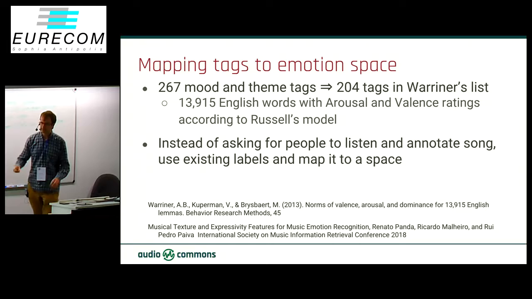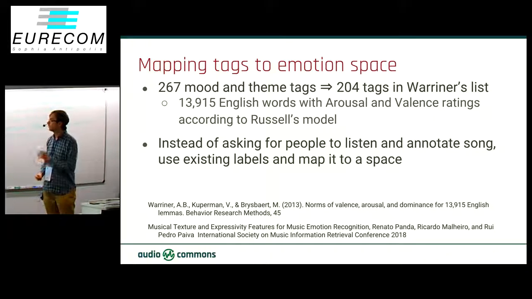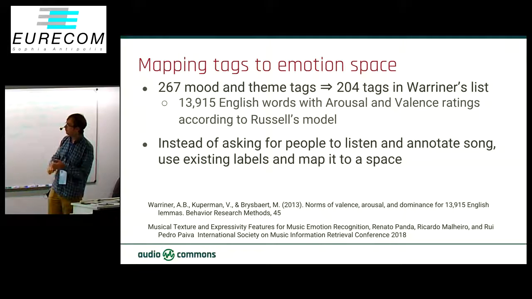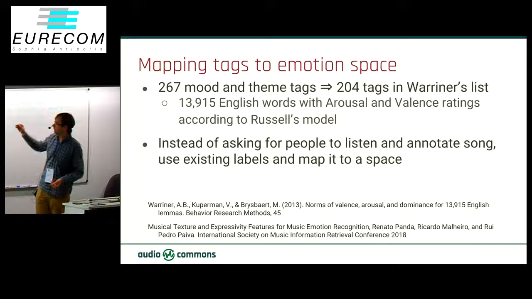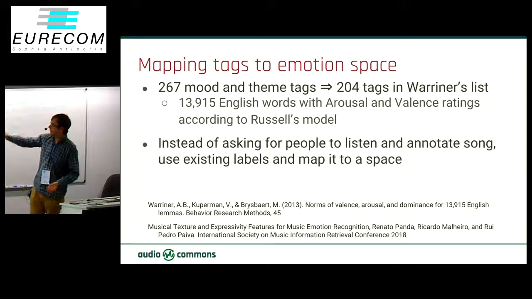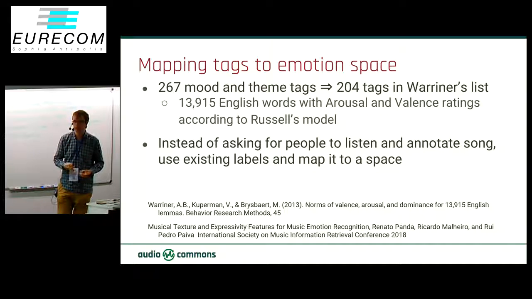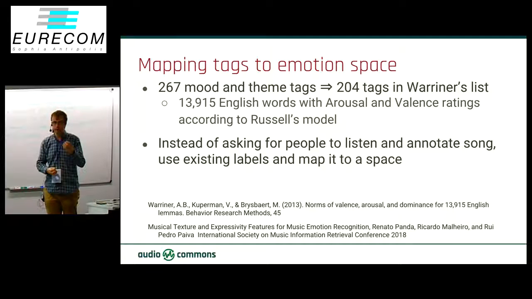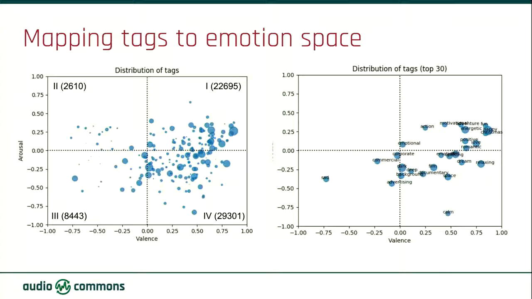So looking at these last ones, how do we get this arousal valence information? We've looked at a couple of solutions. What we've noticed is that we've got about 260, 270 tags, and 200 of these are in a list of English words with arousal and valence ratings. So we have this existing data set that allows us to take the text annotations that we have and map these to arousal and valence values. So we don't have to ask people to listen to tracks in order to get these annotation values.